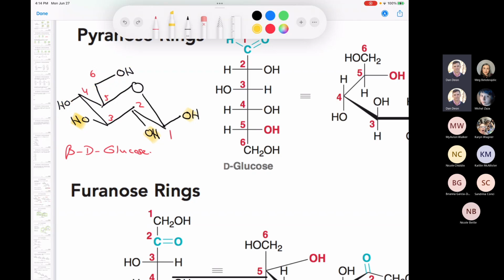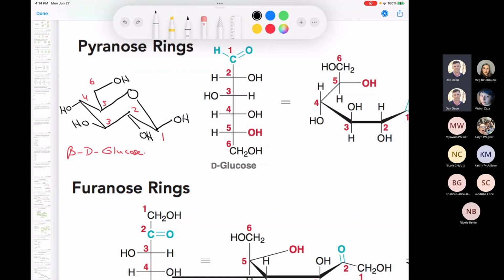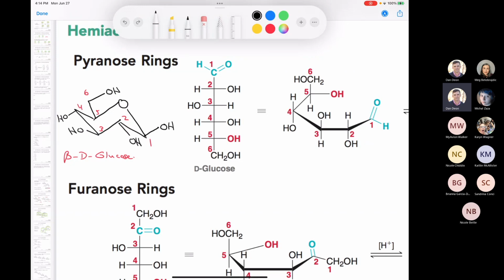If you have alpha D glucose, then the anomeric hydroxyl is pointing down. So if I put this going down like this, this would be alpha D glucose, but that's not what was drawn in that Haworth projection. So there we go. That's why glucose is so common. It's just because all the substituents are equatorial.